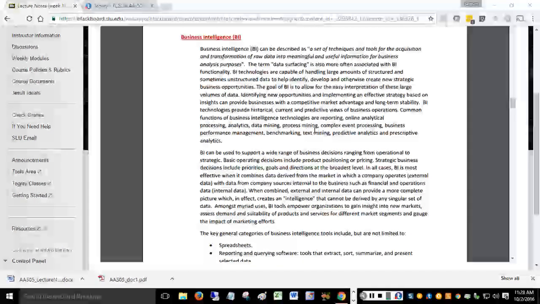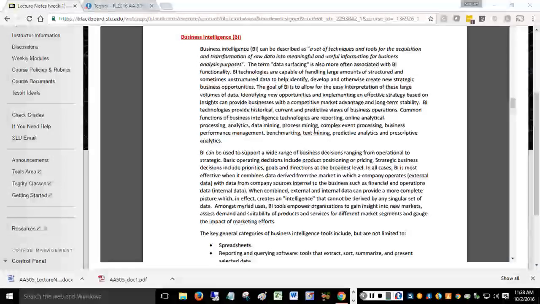So another area that became really popular in, I guess it was about the 90s, is this area of business intelligence. And business intelligence is a set of techniques and tools that acquires data and transforms the raw data into meaningful and useful information for business analysis purposes. And I will also say that the graphical capability of this, the graphical presentation of the data, is extremely important. So you'll see the term data surfacing. It's also used with BI functionality.